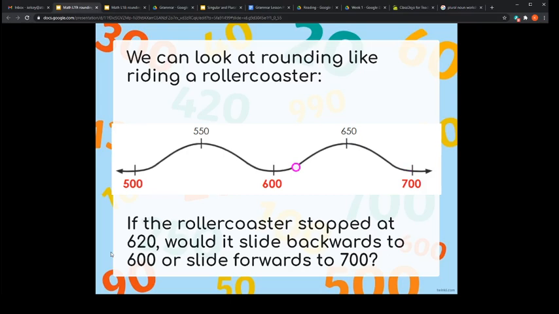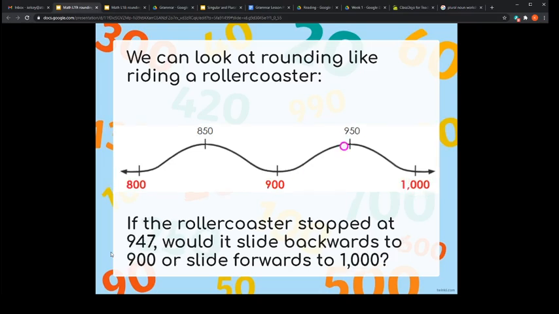If the roller coaster stopped at 620, would it slide backwards towards 600 or slide forwards to 700? If the roller coaster stopped at 947, would it slide backwards to 900 or slide forwards to 1,000? If the roller coaster stopped at 870, would it slide backwards to 800 or slide forwards to 900?